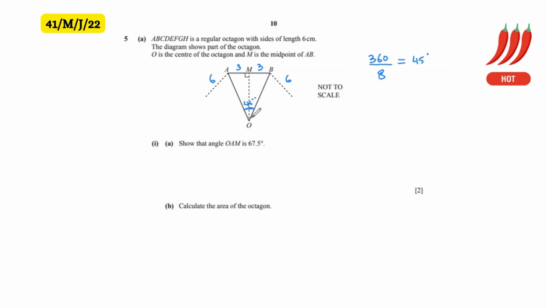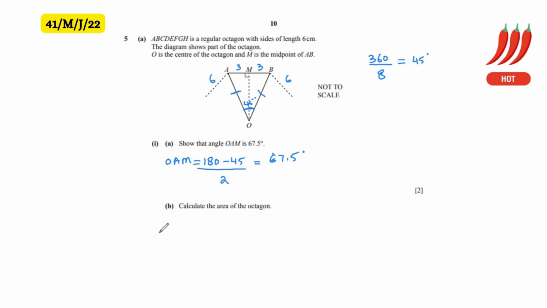They want us to find angle OAM. So these lengths are also going to be equal because it's a regular polygon. So for angle OAM, we do 180 minus 45, divided by 2. So that gives us 67.5, which is exactly what the question was asking us to prove. Then it says calculate the area of the octagon. For the area of the octagon, if we calculate the area of one triangle, we can times it by 8 to find the area of the octagon.